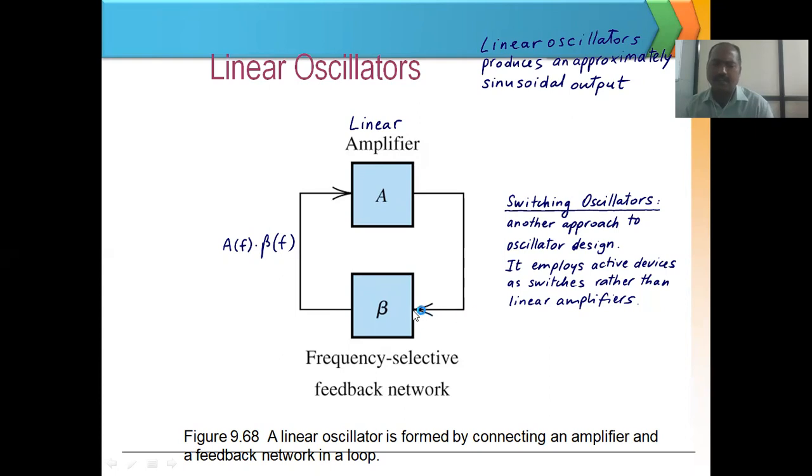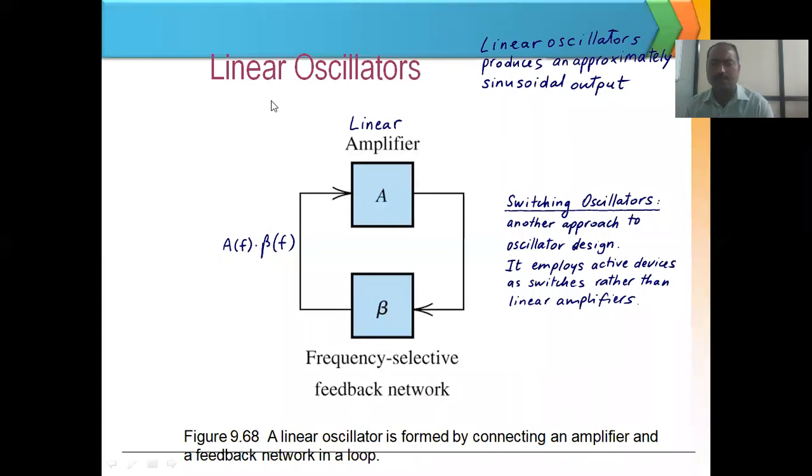Another thing is that it is again applied to the feedback network. The feedback network again does a 180-degree phase shift of whatever signal is applied. So if a random signal is applied here, it gives a 180-degree phase shift, and then it gives another phase shift of 180 degrees. So the total phase shift is 360 degrees, and it is again applied to the input.